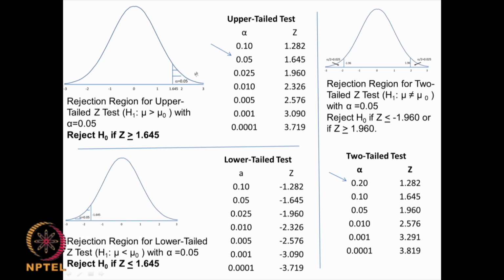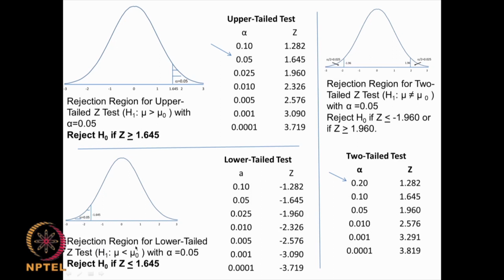So, for an upper tail test, your alternate hypothesis could be mu greater than mu naught, and the null hypothesis is mu equal to mu naught. For a lower tail test, it is the same thing here, z equal to minus 1.96 will give you 0.025, z equal to minus 1.645 will give you 0.05. The area is the same, but the signs have changed.